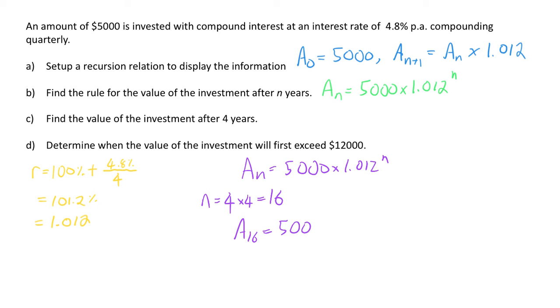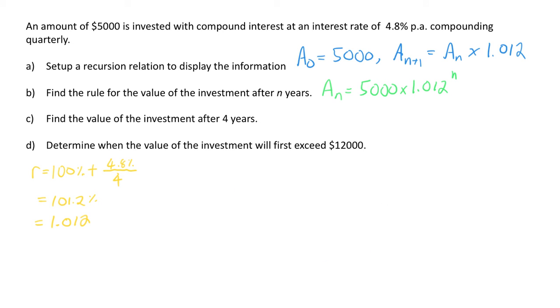I'm going to be substituting that into the formula. So A16 equals 5,000 times 1.012 to the power of 16, which equals $6,051.43. Now, it's important to remember that that is the future amount that we are calculating, or the future value. It is not the interest amount. So if we wanted to find the interest amount, we would need to take our starting amount of $5,000 away from that $6,051.43.